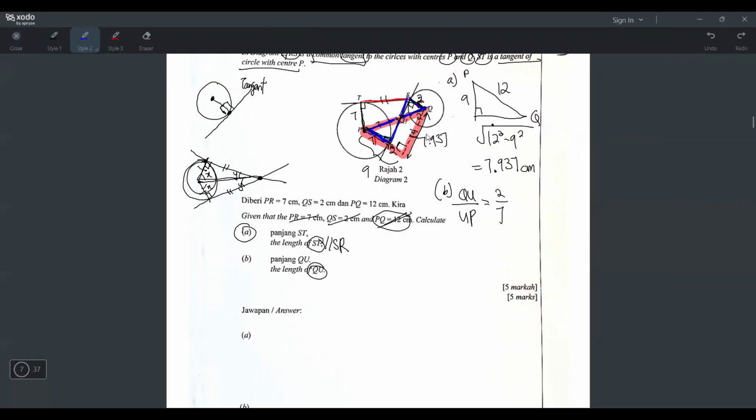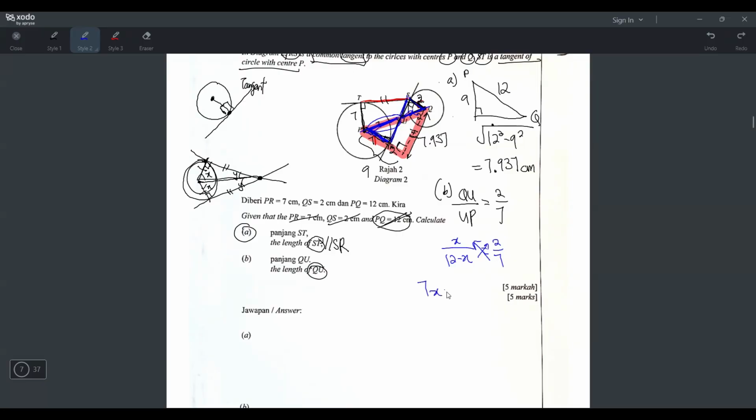So QU is the final answer. I will let it become X, right? Because we don't know. And then for the UP, I can write 12 minus X, because the whole line just now is 12, right? If I let this become X, I take 12 minus X, I get the remaining UP, equals to 2 over 7. And now I can cross multiply to find X.